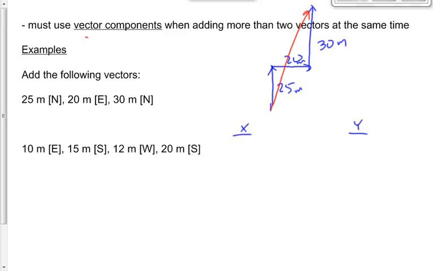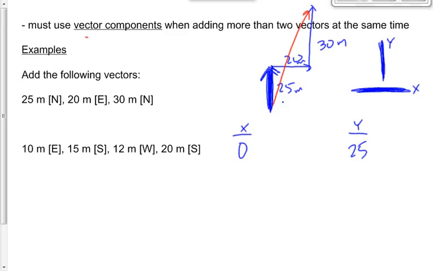Components, x and y. This is x. Everything on this axis is x, and everything on this axis is y. Let's add up each of these vectors on each axis. So, how much of this 25 is on the x-axis? How much of this is on this axis? 0. Good. How much of this is on this axis? 25. Let's look at the 20 now, the second vector.